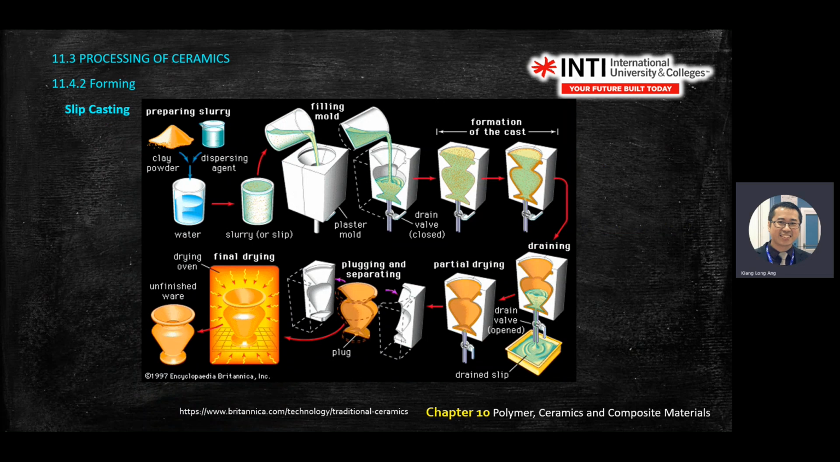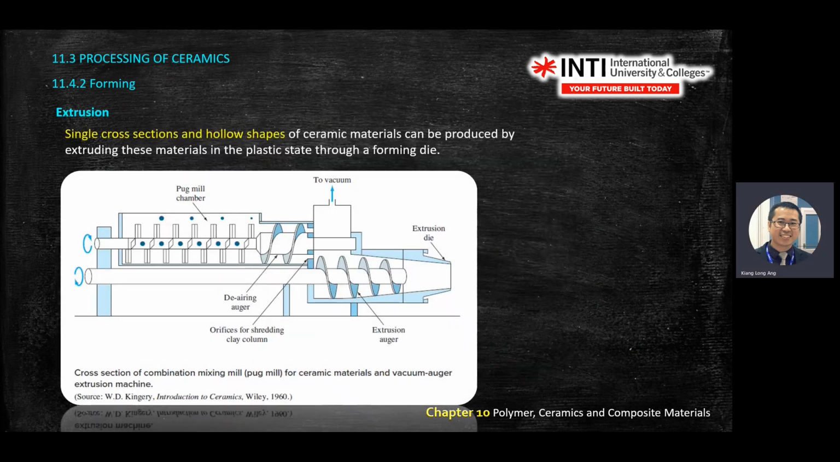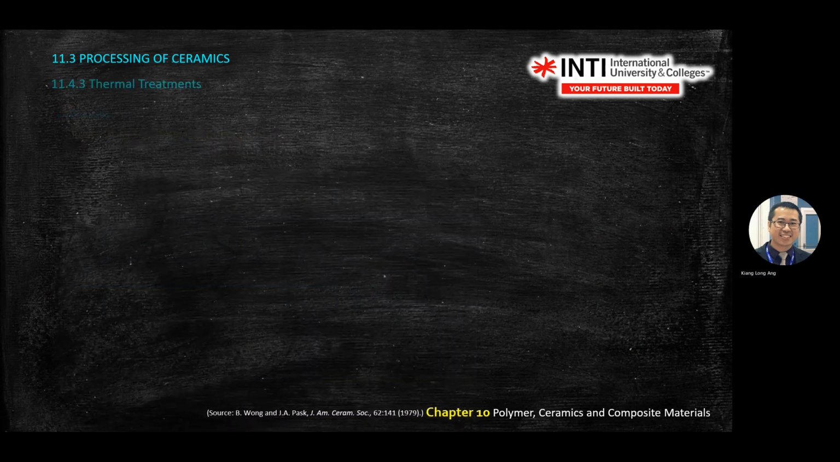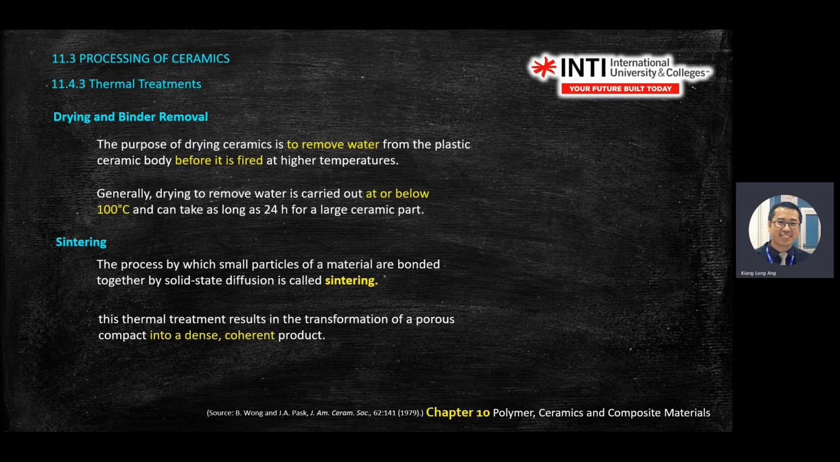This is a more complex diagram, right? So if you do your FYP in ceramic processing, then you need to go through all these processes. Extrusion is where you push your material inside, there's a die there, and it goes through a certain shape, extrude. Thermal treatment, sintering, and all this. This one you read.